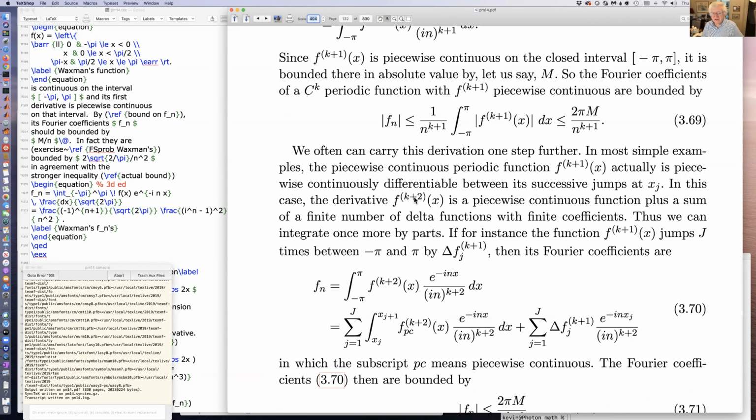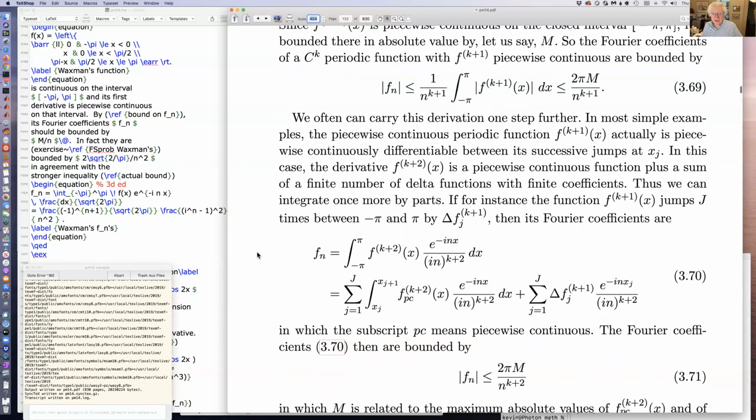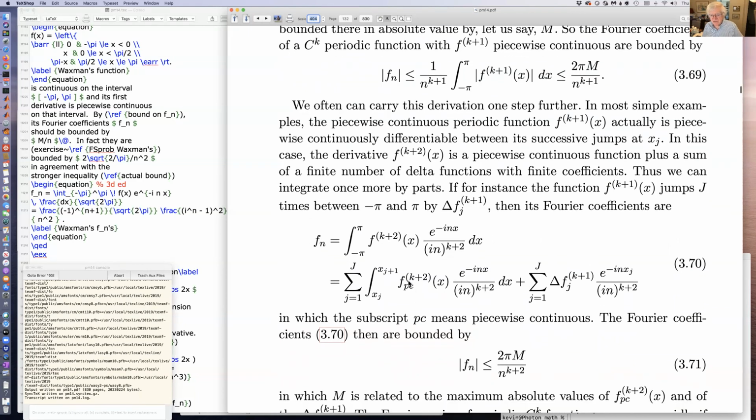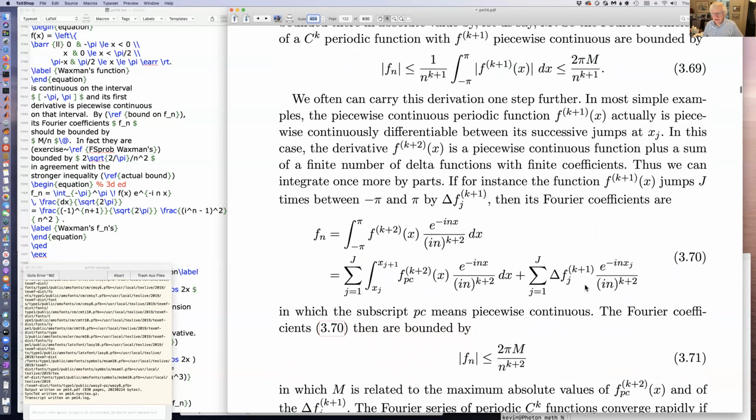And in this case, f^(k+2) is a piecewise continuous function plus a sum of a finite number of delta functions with finite coefficients. And so then you can integrate once more by parts and you get this expression. Namely, after integrating by parts, you get k plus 2, the piecewise continuous value plus these various jumps. And these jumps, it's only a finite number, they're bounded, this is bounded.